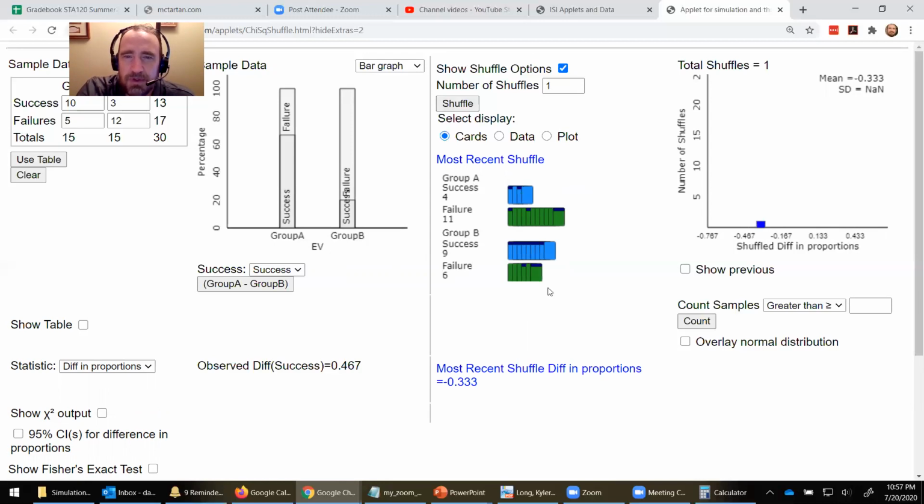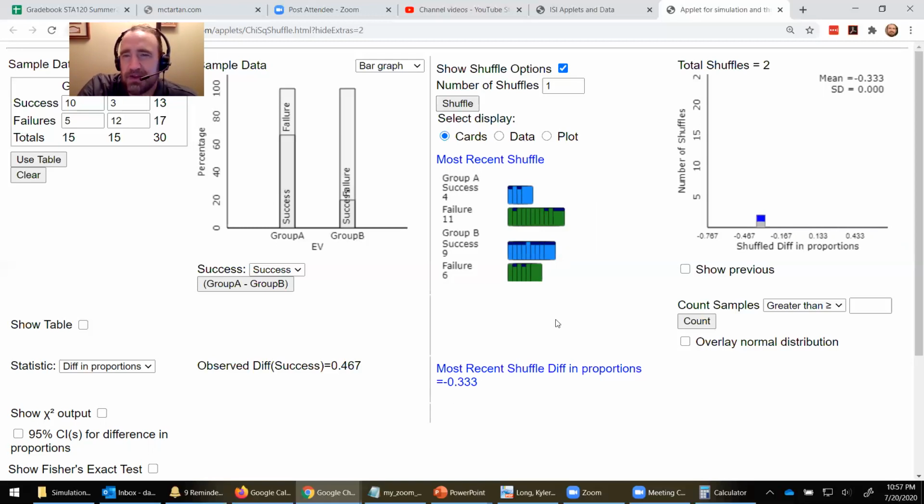And we can see the proportion of success. You can see here it's a fairly low proportion of success, and here it's a fairly high proportion of success. When I subtract those two, I end up with a negative difference, negative 0.333. So that might be one typical kind of result we'd see if the null hypothesis were true, no association. I'll shuffle one more. You can see once again, oh, we actually ended up with the exact same difference.